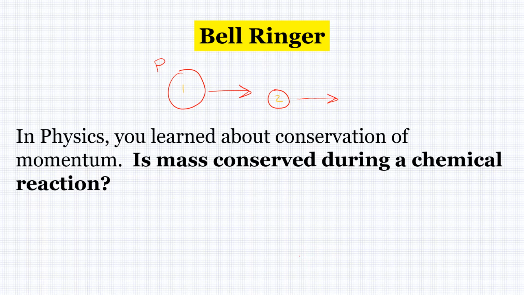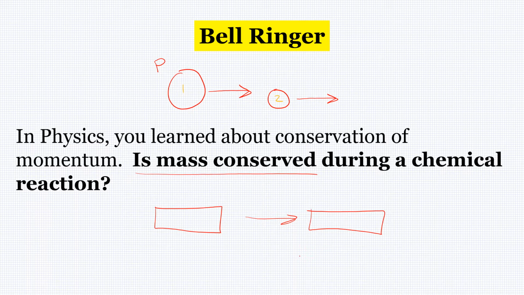So in chemistry, we have a chemical reaction, so we've got a bunch of stuff on the left side, a reaction occurs, and then you've got a bunch of stuff on the right side. My question is, is mass conserved during a chemical reaction?